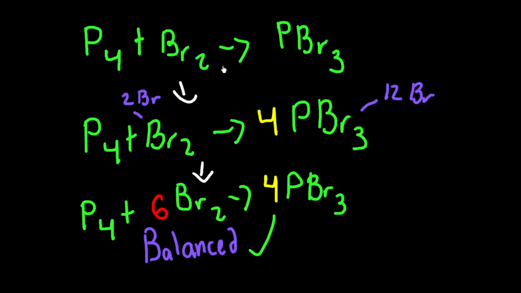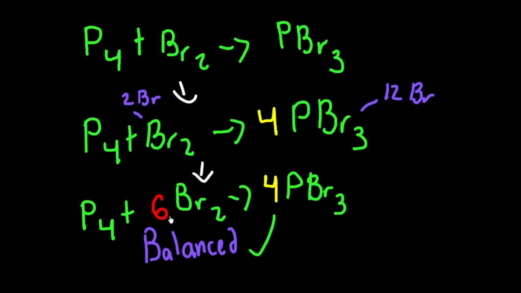So now we have P4 plus Br2 yields PBr3. All right, so we can see that we have 4 P's on this side and 1 P on this side. So the first thing we want to do is just put a 4 there, right? So now we have 4 P's on both sides. So that's equal. But obviously, putting the 4 there messed up the Brs a lot. It was already kind of off, but now there's 12 Brs here because 4 PBr3 is 4 times 3 Br, which is 12 Br. So now you have Br2 here and you have 12 Br on this side.